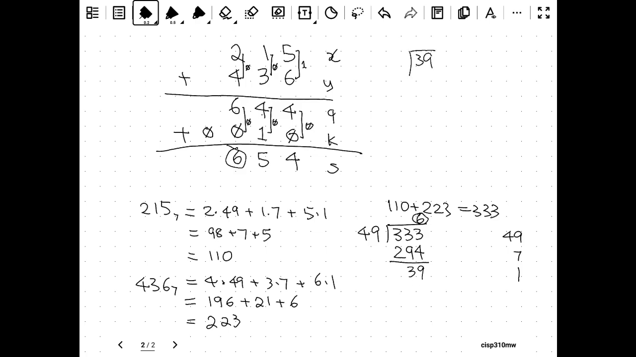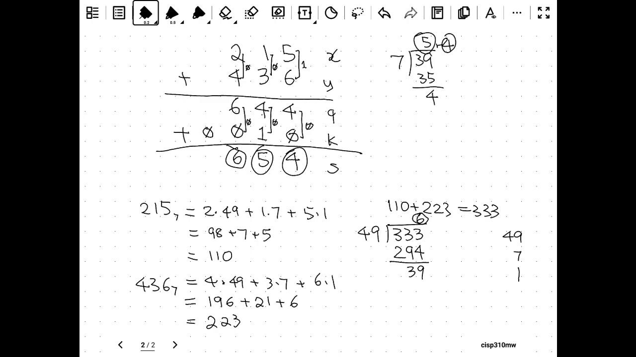39, but this time we divide it by 7, which is 7 to the power of 1. And that would be a 5 with a remainder of 4. So the 5 is this 5 here. 4 is the 4 over here. So everything checked out.